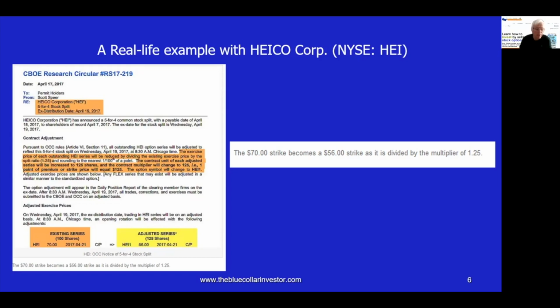And the example given is that the $70 strike price changes to a $56 strike price, and that's dividing 70 by 1.25. But remember now, the deliverables are multiplied by 1.25. So once again, we are made whole. Just a little more complicated because more aspects of our options contract are changed with these odd stock splits.